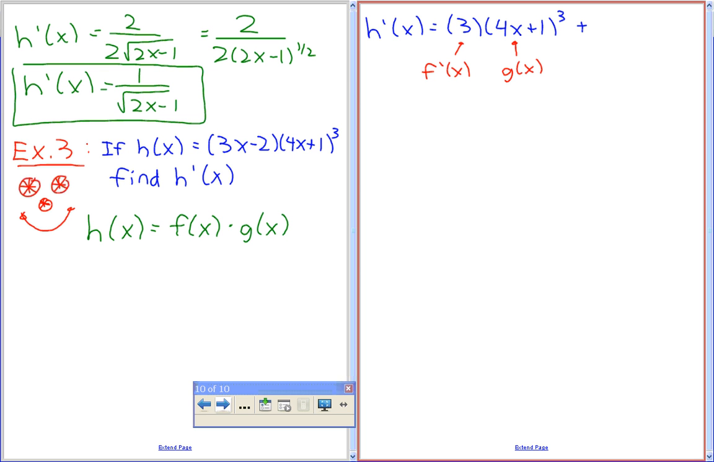Let's turn that into 4x. That's going to be 3 times 4x plus 1, times the power 2, good. The power 2 stays there, times 4. Times 4, good. This is in fact g prime of x.